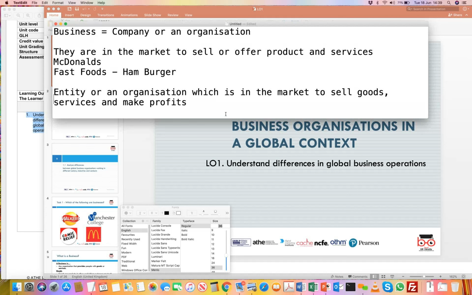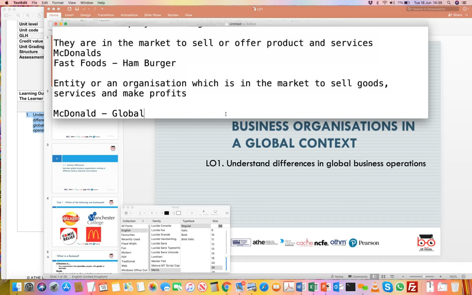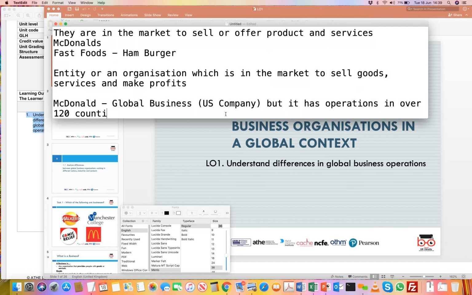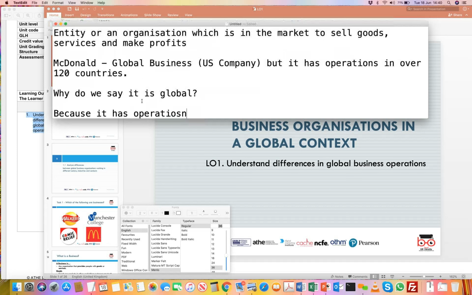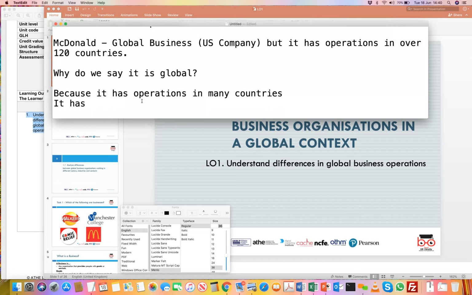Now, when we look at businesses like McDonald's, McDonald's is a global business because it is a US company, but it has operations in over 120 countries. So would you agree that it is a global business? Yeah, correct. Why do we say it is global? Because it has operations in many countries. It has outlets or customers in various cities or countries, and that is why we say the business is a global business.